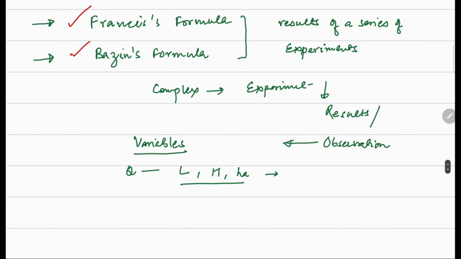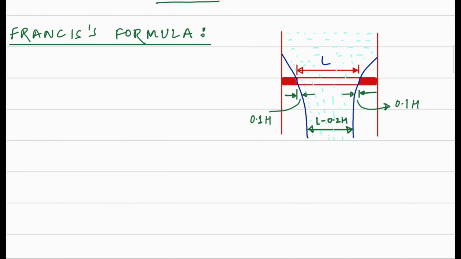So in view of the applicability of such formulas, we are going to discuss how we can implement and use these formulas for the assessment of the discharge through a channel which has some end contractions. First of all, we will discuss the Francis formula in order to figure out the discharge through a rectangular notch having some contraction.